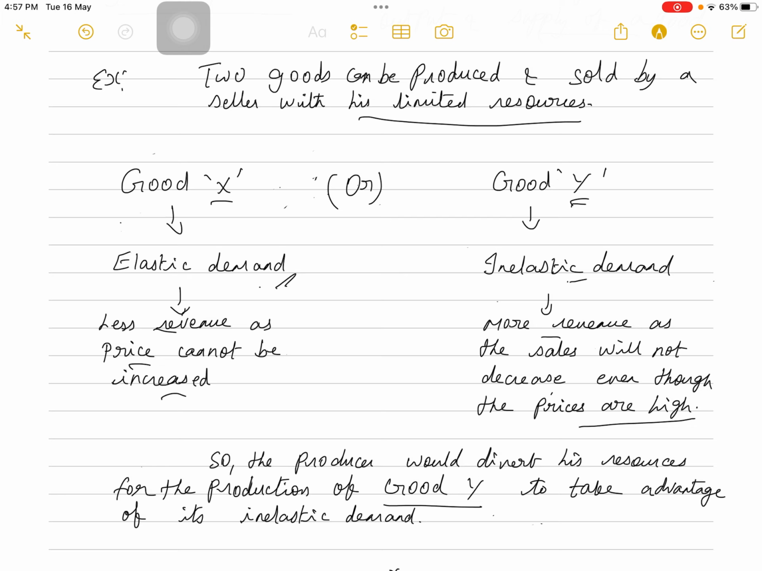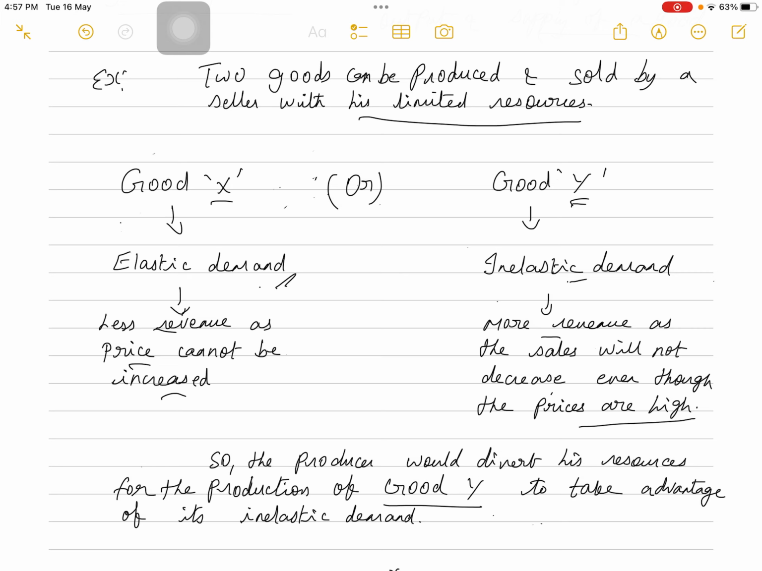So the producer will charge a high price and will realize more revenue because the demand is not going to decrease. He wants to take advantage of that. So he will divert the resources for the production of good Y. The volume of output and sales will be more towards good Y instead of good X, because good X is having elastic demand. The producer will realize only lesser revenue because if he increases the sales, the price will come down.